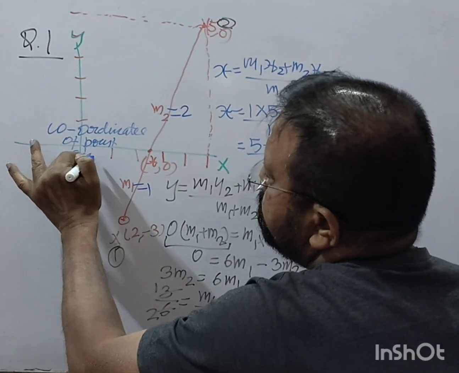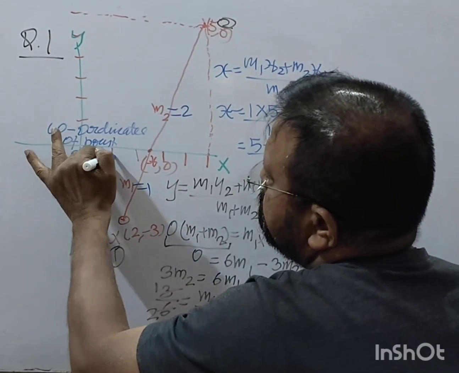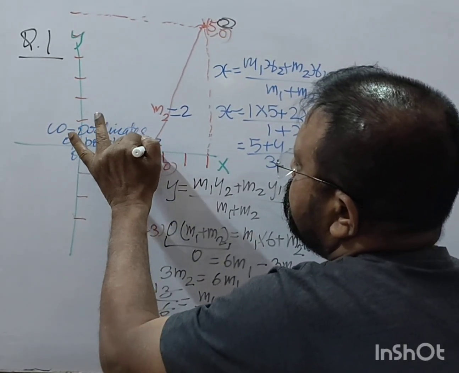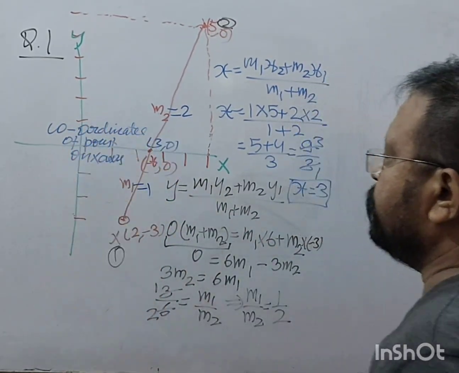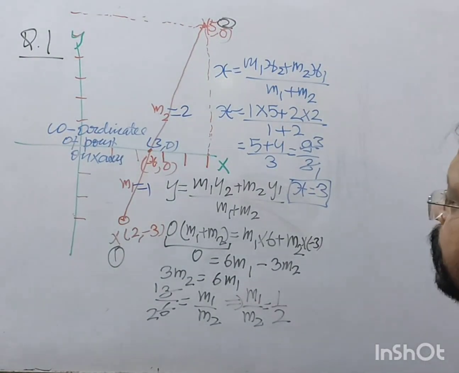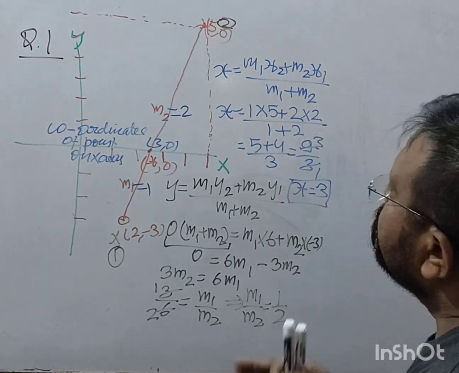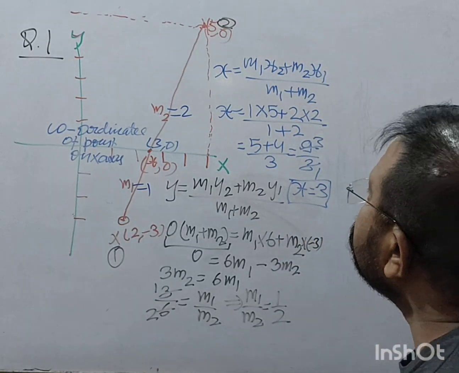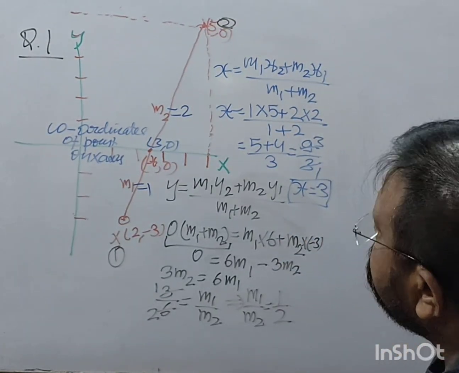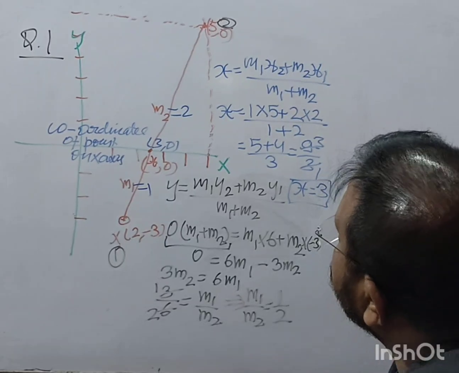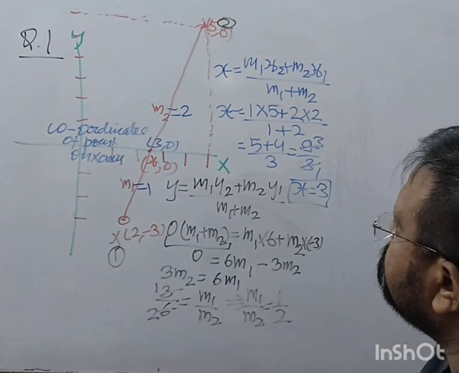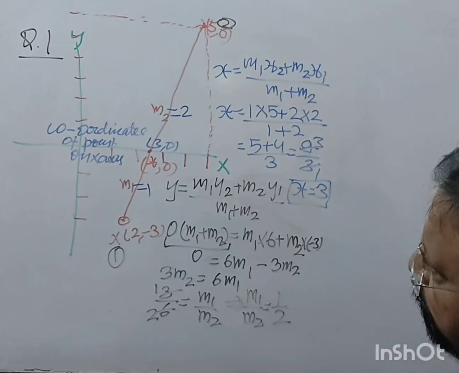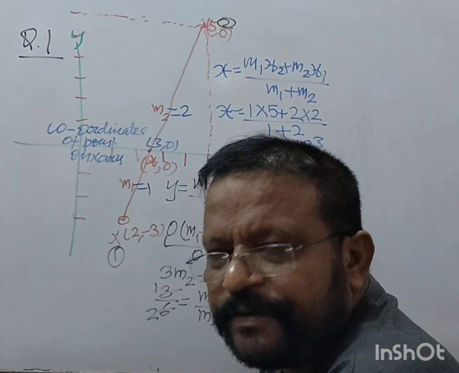on the x-axis is 3, 0. Getting? This is the solution of the question. M1, M2, x is equal to m1 x2 plus m2 x1 upon m1 plus m2, like this. We have done the first one.